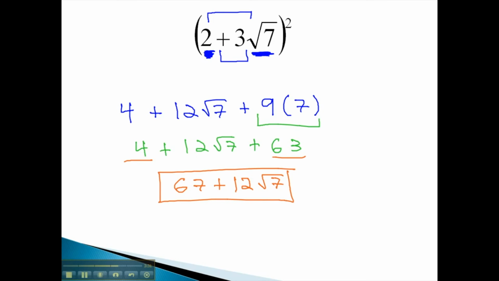By remembering our square shortcut, we can square the first term, take the product twice, and then square the last term. Always make sure your final answer is reduced, and you'll have your final answer.